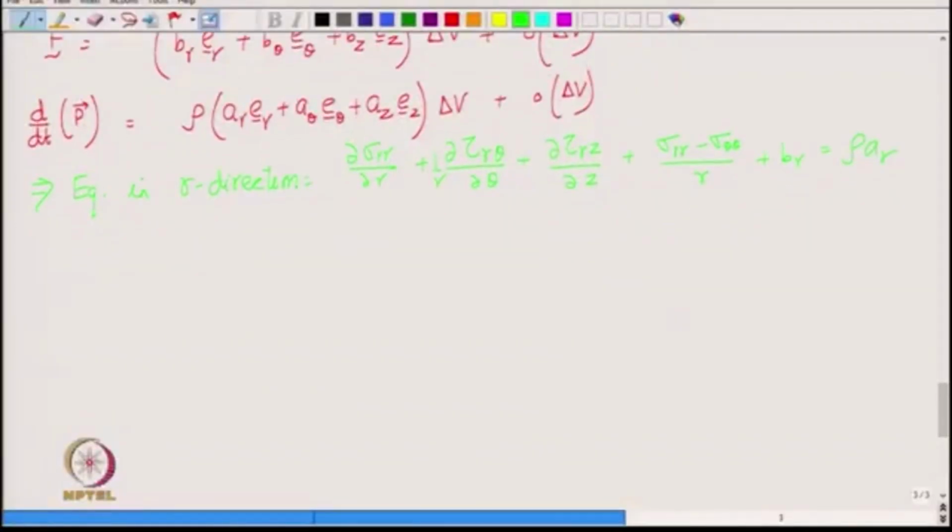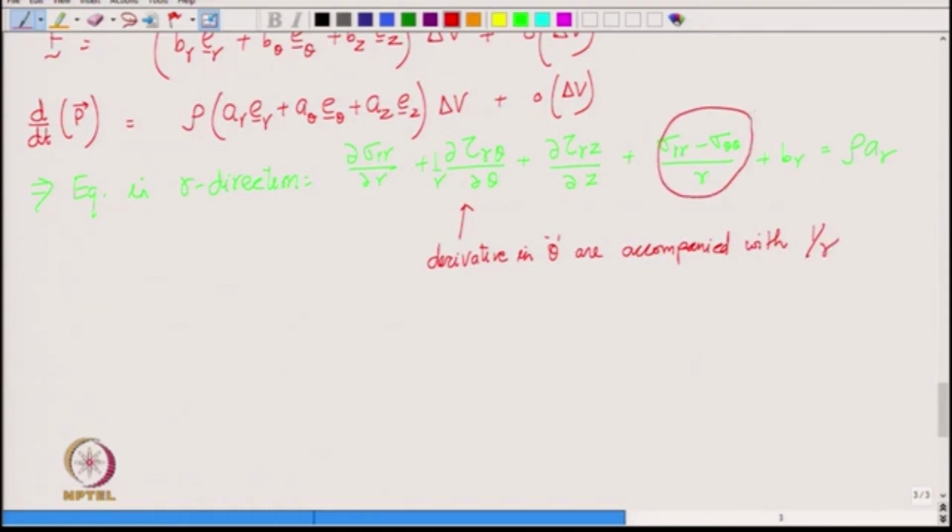So, I can simply write here the derivatives in theta are accompanied with 1 by r, okay, and this is of course the extra term.